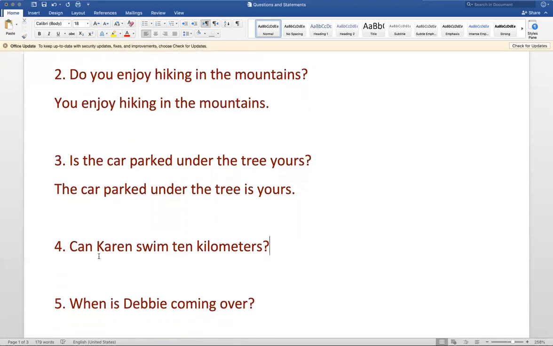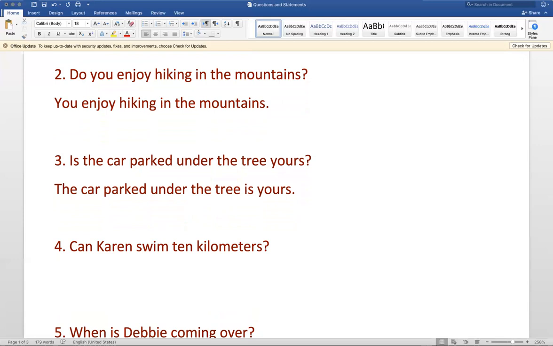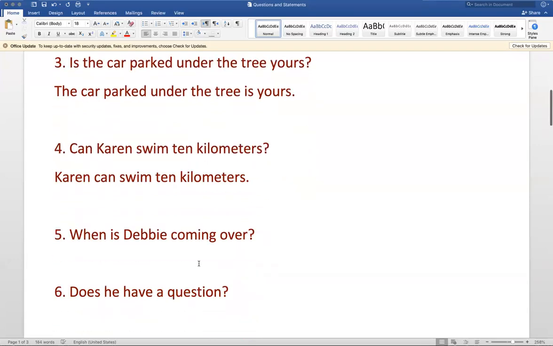This one, can Karen swim 10 kilometers? All we need to do is rearrange these words too. So we're going to put Karen first. Karen can swim 10 kilometers, period.